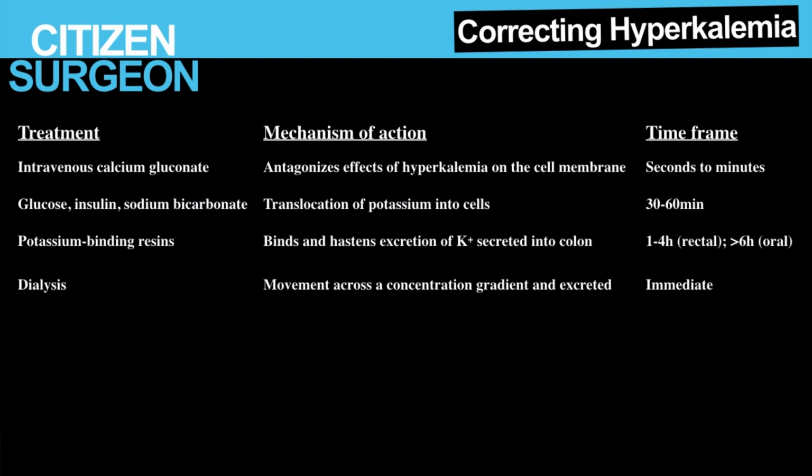All right. And this will go all the way down to things like potassium binding resins or dialysis, where you're actually removing potassium from the body. So when you're using things like calcium gluconate or albuterol, insulin, sodium bicarb, you're just translocating potassium, you're not removing it. And so if you really want to get rid of the potassium, then you do this with dialysis.